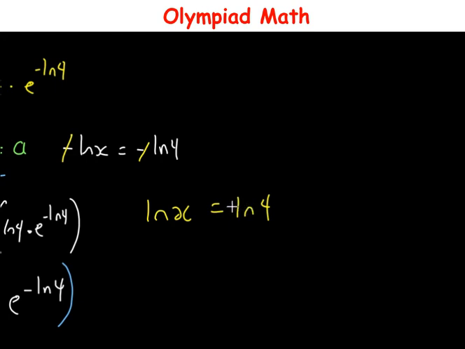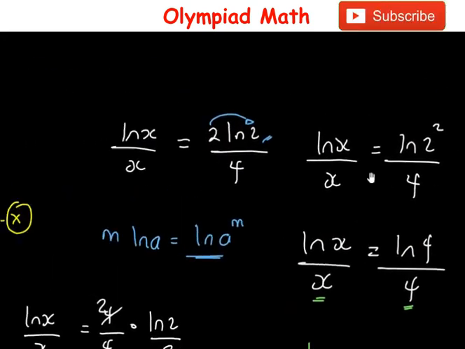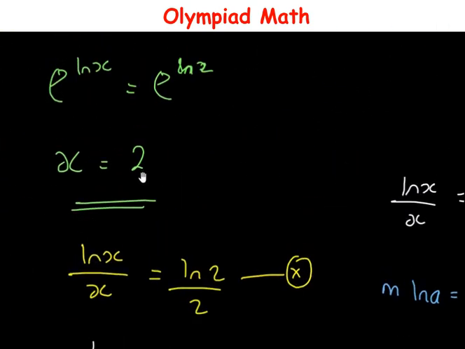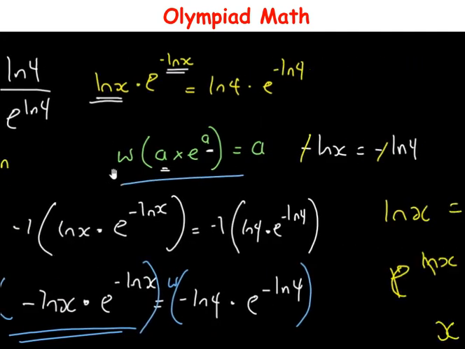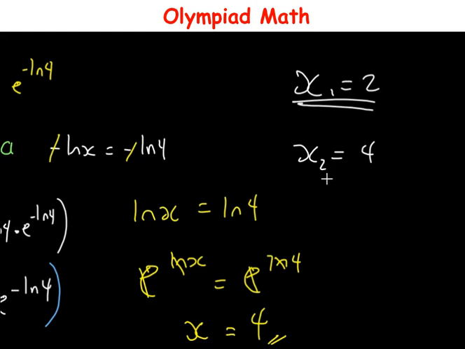Next, we're going to introduce e as the base to this equation. So e raised to power ln x equals e raised to power ln 4. e raised to power ln x, e will cancel ln, x stands alone, equals e will cancel ln, 4 stands alone, x equals 4. So from this given equation, we have two solutions of x. The first one is that the value of x equals 2, and the second solution of x equals 4. So x equals 2 and x equals 4, the first and the second solution of x.